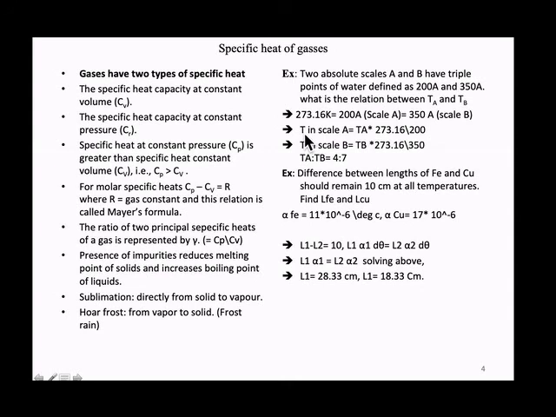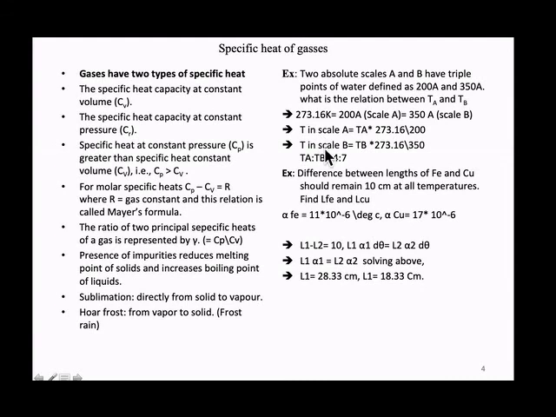If you see otherwise, T of 273.16 Kelvin is defined as 200 A in scale A, and that is 350 B in scale B. So T in scale A is TA into 273 by 200, and in scale B is TB into 273 by 350. So 200 into T is TA, and 350 into T is TB, into 273.